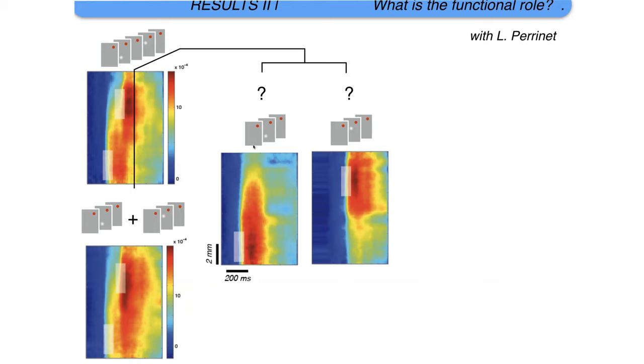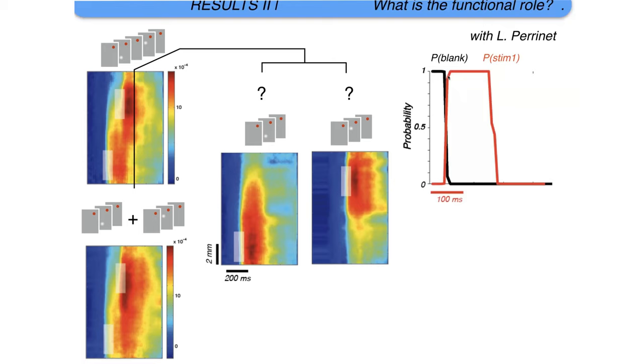So we made a probabilistic decoding model. This is the probability that in this pattern of activity a blank stimulus is presented, and you see that when the stimulus is presented, it goes from 1 to 0. Then this is the probability that the first stimulus is presented, which goes to 1 very rapidly. When we present the second stimulus, this is the probability that the second stimulus appears. And importantly, this is the probability that both of them were presented at the same time.